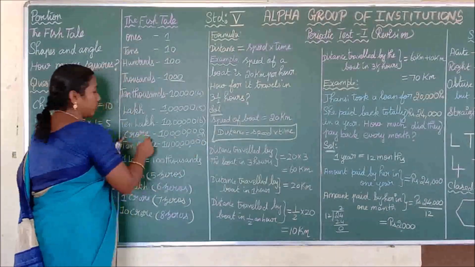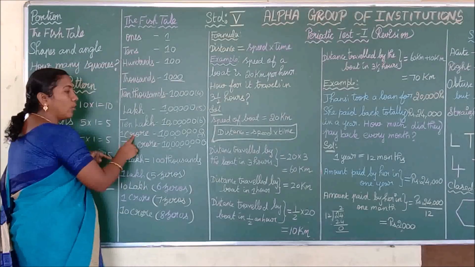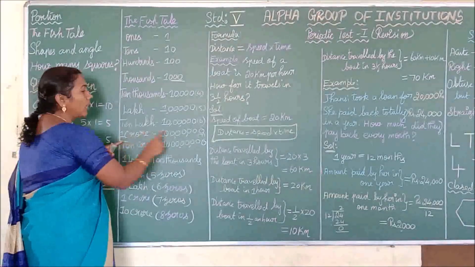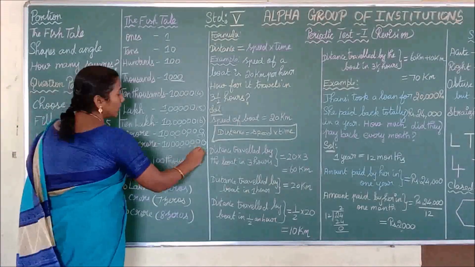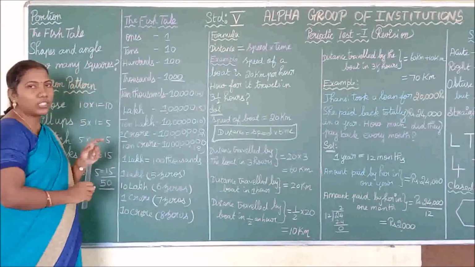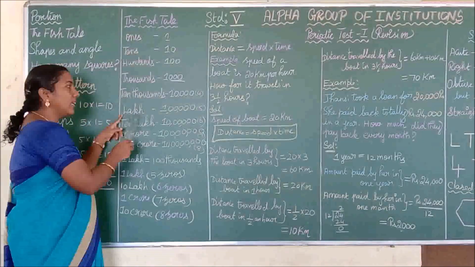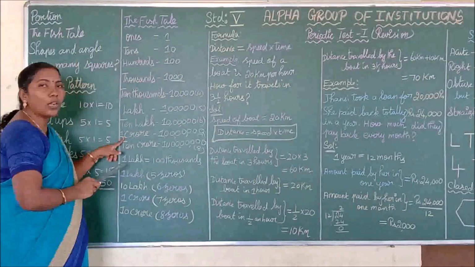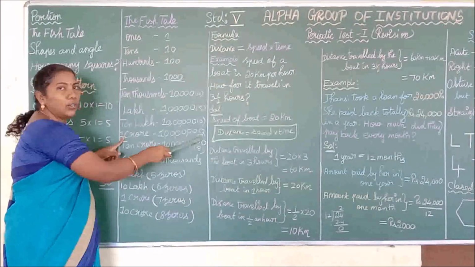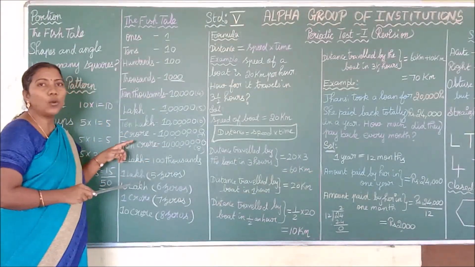So crore contains how many zeros? 7. So 1 crore contains 7 zeros. And 10 crores contains how many zeros? 8 zeros. It's clear children? Lakh contains how many zeros? 5 zeros. 10 lakh contains 6 zeros. 1 crore contains 7 zeros. Based on these zeros, you have one more question.